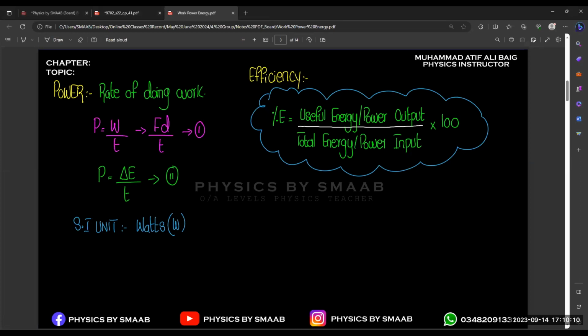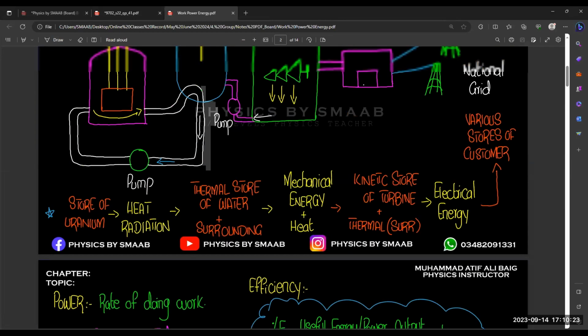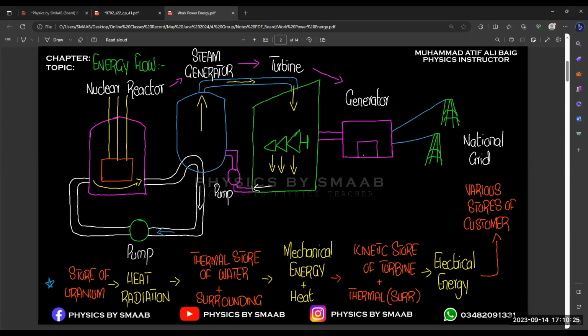Okay, students, last time we solved some basic concepts of efficiency. We also discussed the formula for power, the SI unit of power, and we also discussed the complete energy flow diagram in the concept of the nuclear power plant.